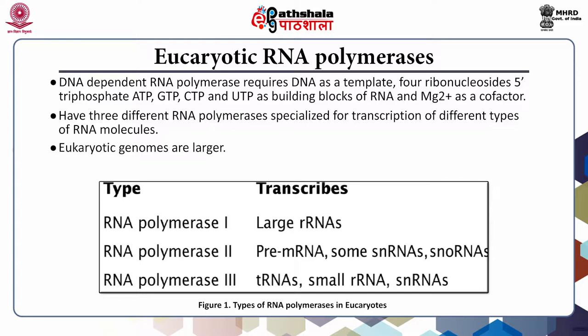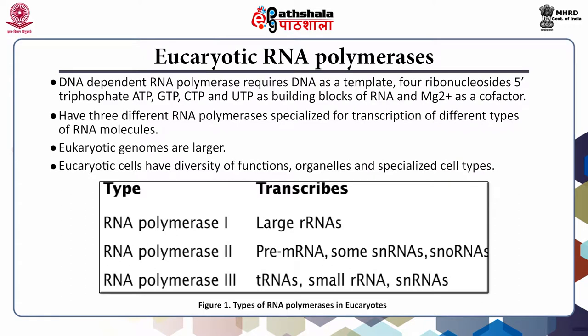Eukaryotic genomes are larger in the range of approximately 10 to the power 9 base pairs. Large genomes means large number of genes and hence require more specificity for amplification. Additionally, eukaryotic cells have diversity of functions, organelles, and specialized cell types, which also require specificity of gene expression. Hence, eukaryotes have different RNA polymerases specialized for transcription of different types of RNA molecules. There are three different types of RNA polymerases present in eukaryotes.